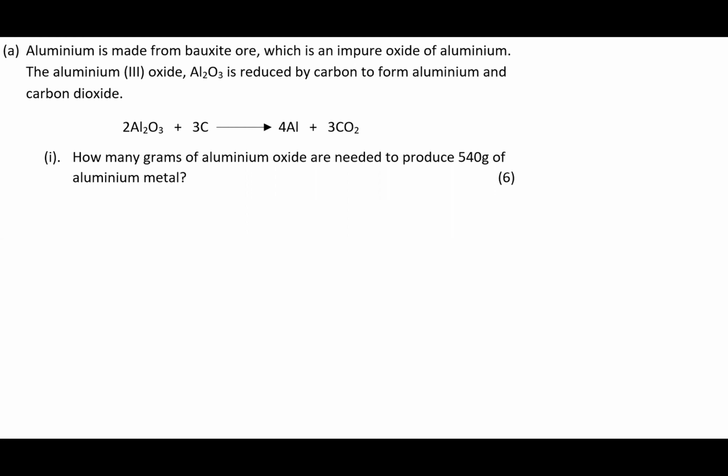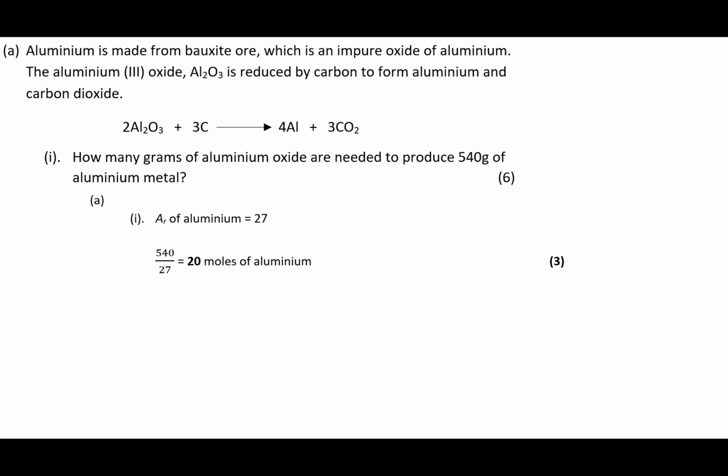So our first one is a stoichiometry one, calculations. So aluminium is made from bauxite ore, which is an impure oxide of aluminium. Aluminium oxide is reduced by carbon to form aluminium and carbon dioxide, and we have our equation there. So the first question is how many grams of aluminium oxide are needed to produce 540 grams of aluminium metal?